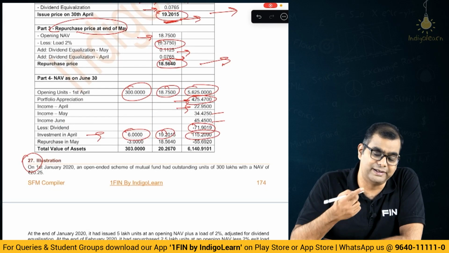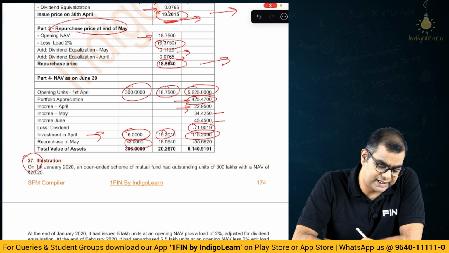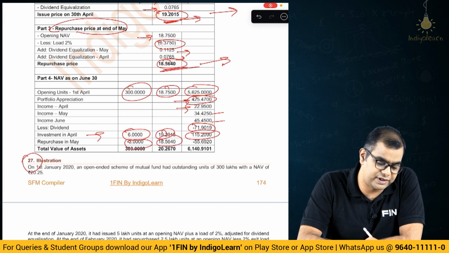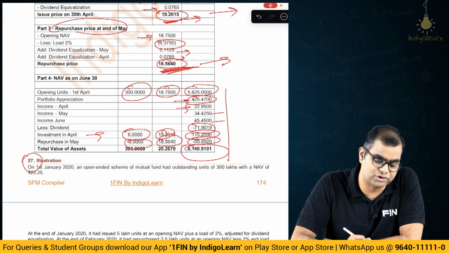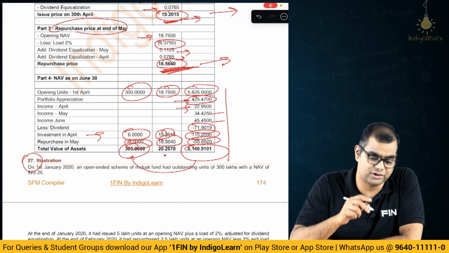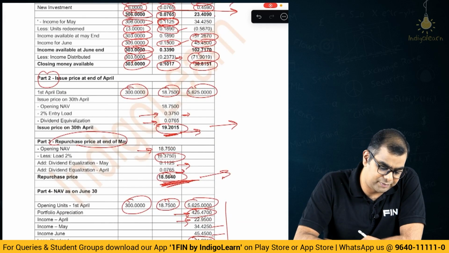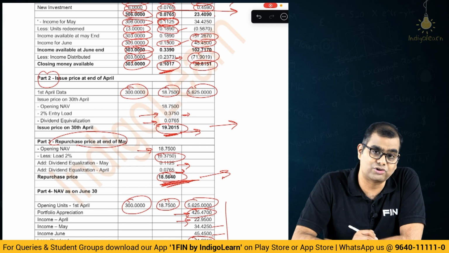Then money that is redeemed is 3 lakh units, and what is the price at which they were redeemed? 15.5640. So, you minus that. Finally, you sum up all of these, you get a value 6140.9109. And this divided by 303 will give you 20.2670. This 20.2670, ideally, if you come and look at this, the dividend number here and all of that stuff, this should not be so high.